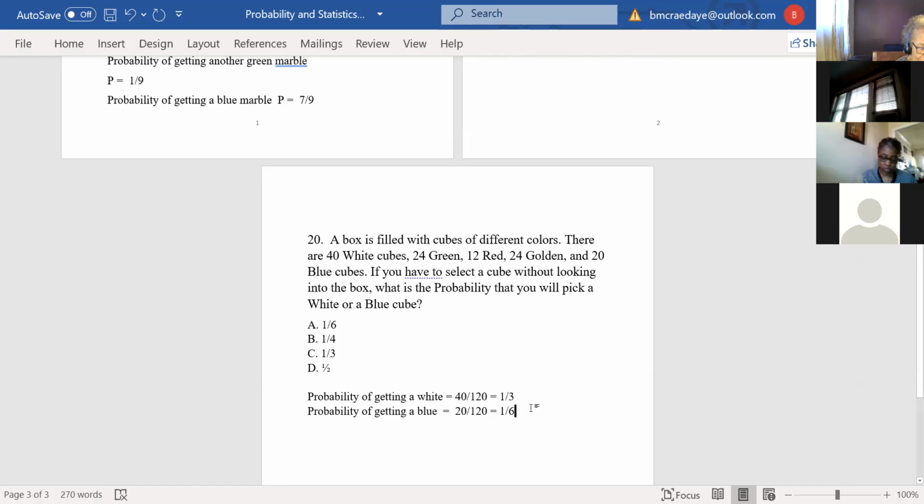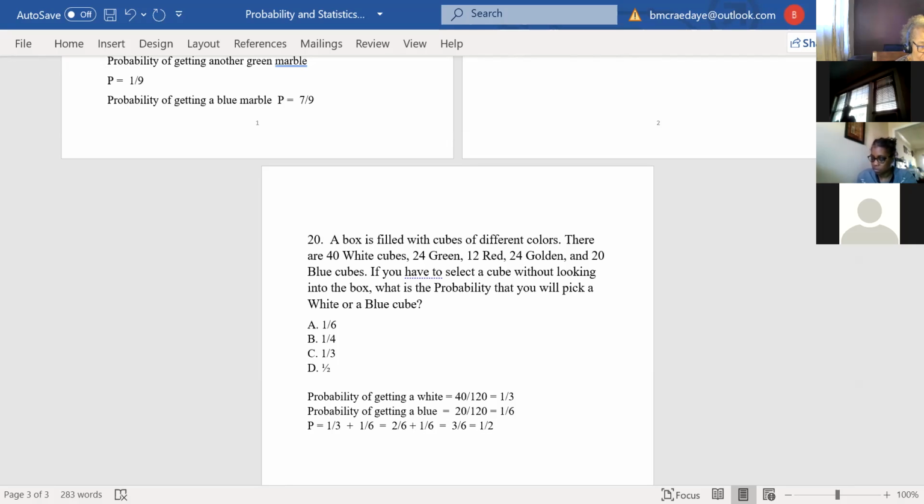What's the probability it says of white or blue? That means you've got to add, right? So the probability would be the sum of these two: 1/3 plus 1/6. And what's that equal to? 1/3 is how many sixths? 2 sixths, right? Plus 1/6, and that's equal to 3 sixths. What is that equal to simplified, Maureen? 3 over 6 is 1/2. Very good.